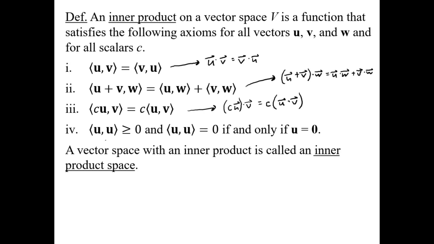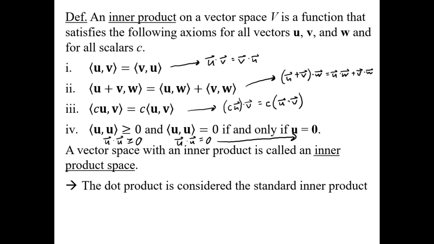And this last one is saying that u dot u itself is greater than or equal to 0, and u dot u is equal to 0 if and only if u is the 0 vector. Again, that was a property that we introduced with inner product at the beginning of this chapter, and so we want it true for this abstract one as well. And then a vector space with an inner product is called an inner product space. So that's just what we're going to call it when we have a vector space, and we also have this inner product attached to it.